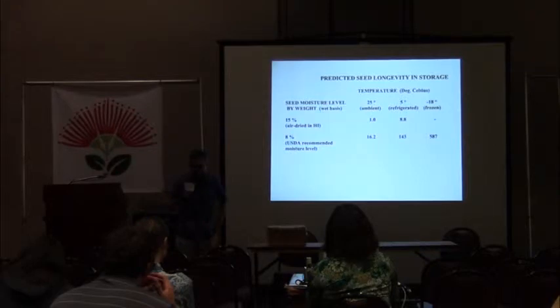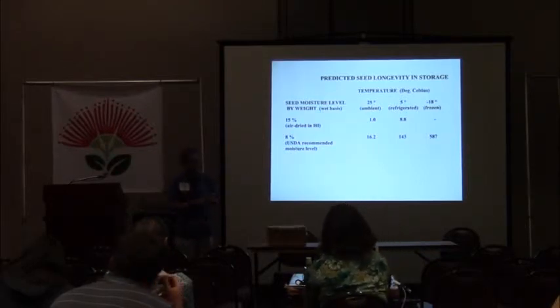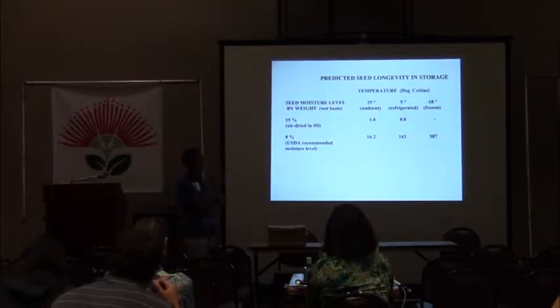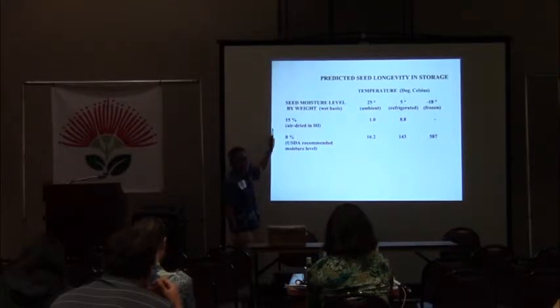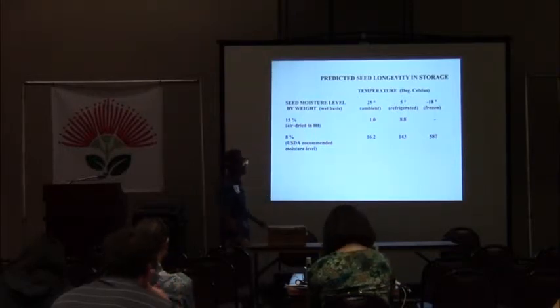I'd mentioned that the keys to storing seeds successfully are temperature and moisture level. Now this shows typical air-dried seed in Hawaii has a moisture level of about 15%. Typical temperature in Hawaii is 25 degrees Celsius.